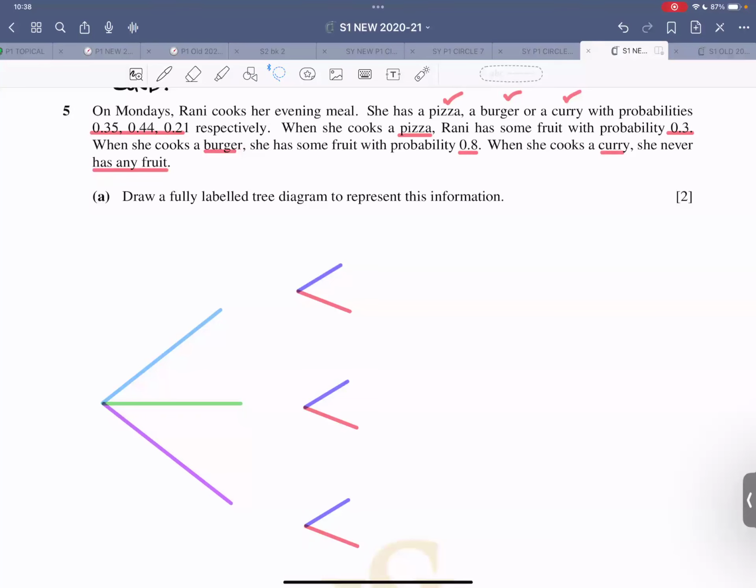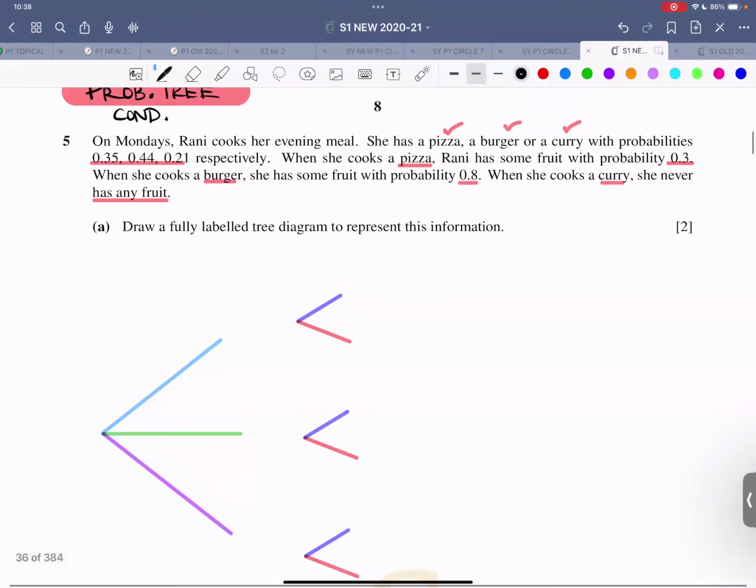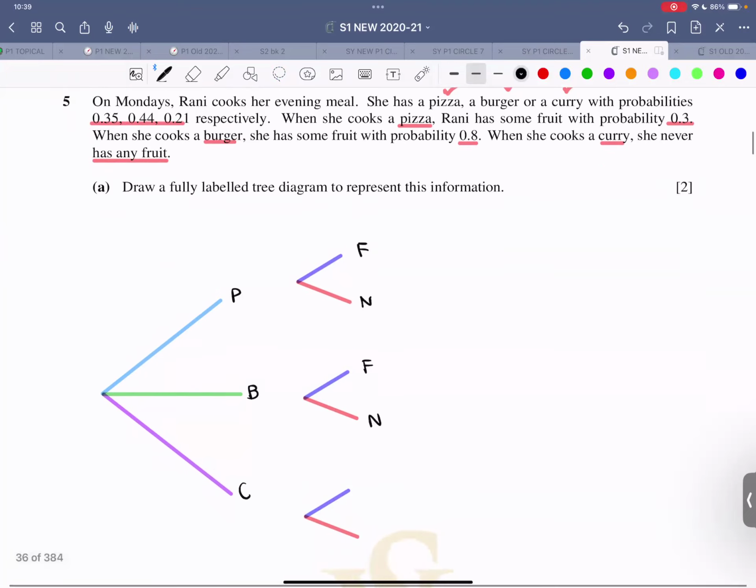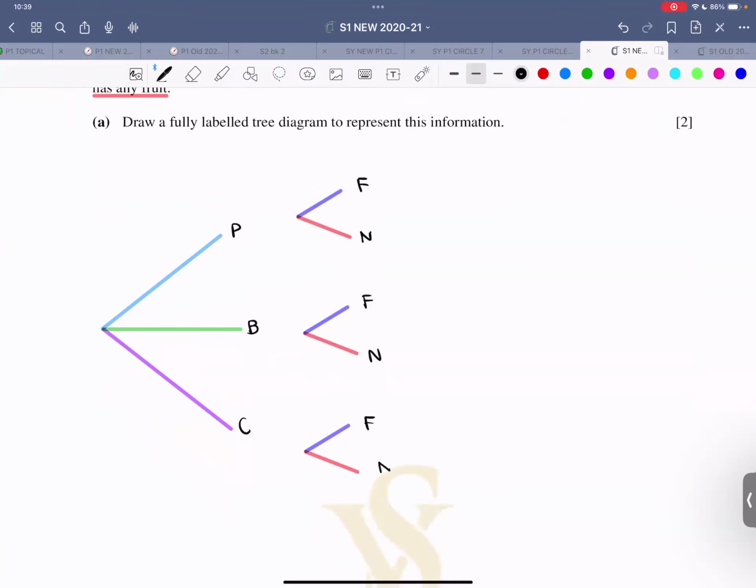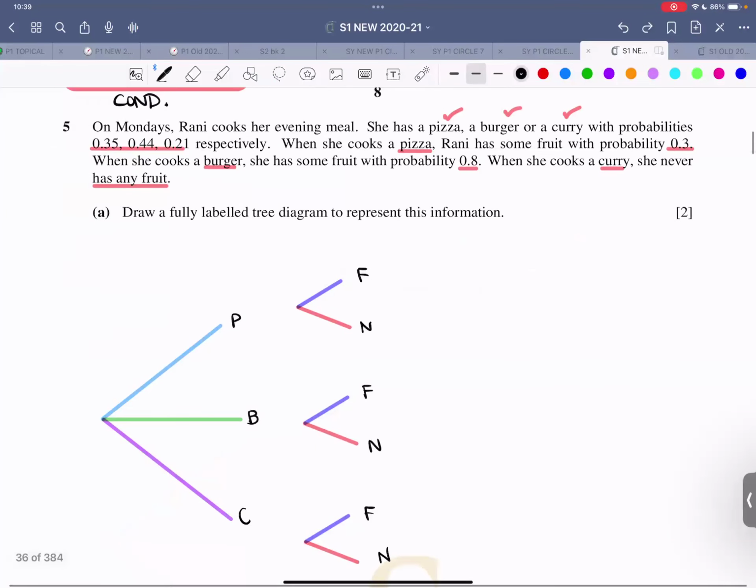Okay, so now let me write the values. First of all, P for pizza, B for burger, C for curry, and then we have fruit, no fruit, fruit, no fruit, fruit, and no fruit. The corresponding probabilities are, first of all, 0.35, 0.44, 0.21. You can write a 0 before.